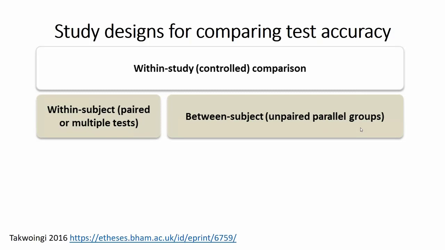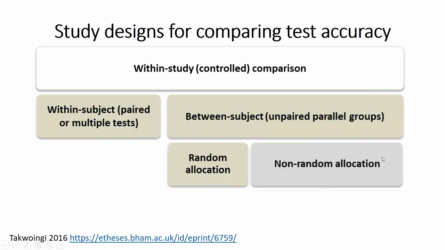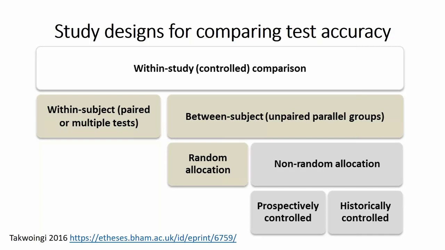The unpaired design could be either a randomized design, so random allocation, when we refer to that as a randomized accuracy study, or the allocation of tests may be non-random. And for the non-random one, you could have a prospectively controlled or a historically controlled study. And what exactly do I mean by that? It's probably best to give an example.